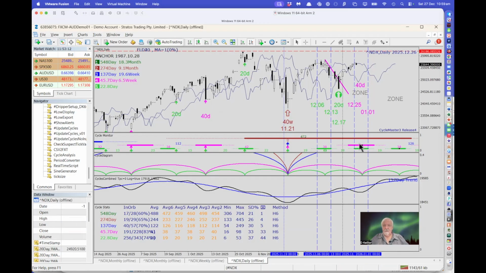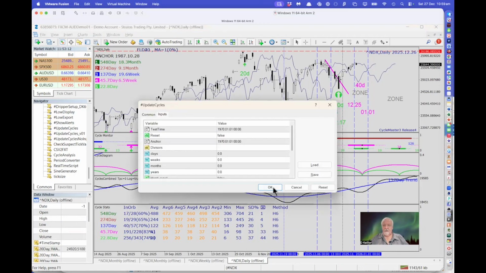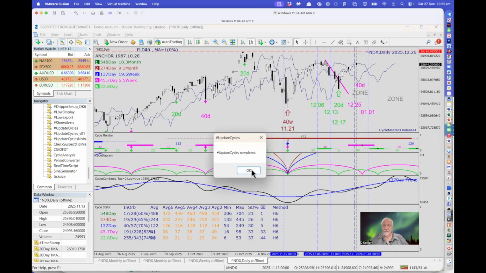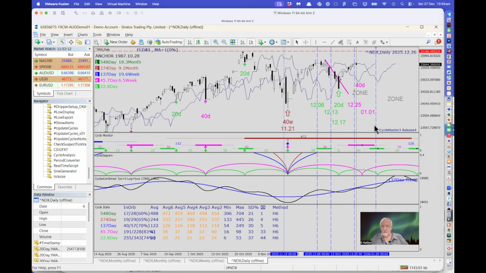I'll update cycles. That's going to shift our overlapping orbs. Same situation over here. And so we can pick this up. That's the 4th of January. Oh, this one's hiding. I just have to shift this out of the way. Yes, the 2nd to the 4th. Exactly the same situation as with the S&P.